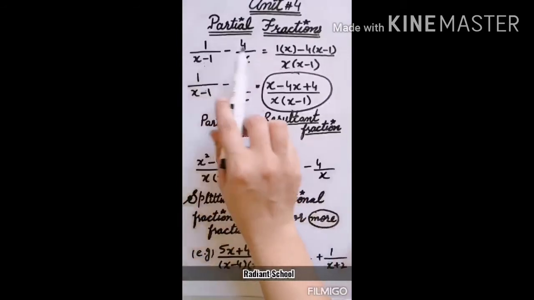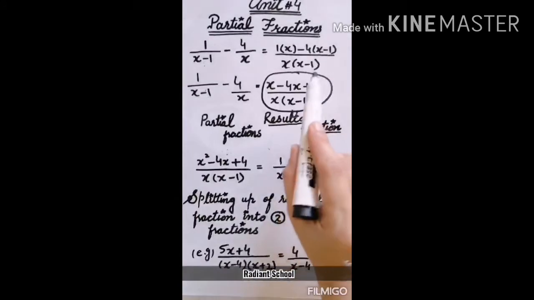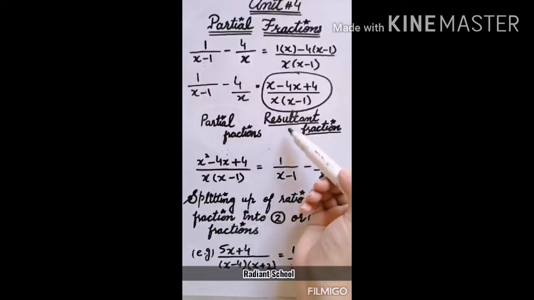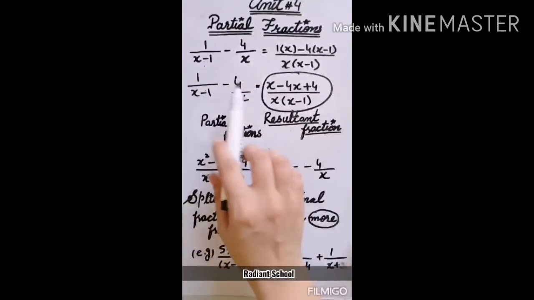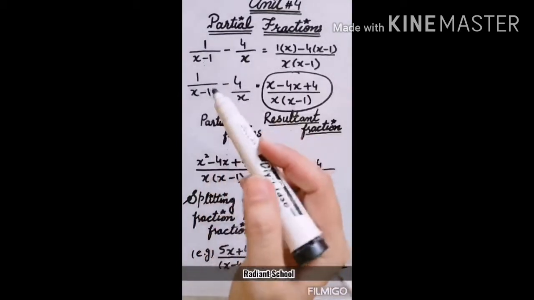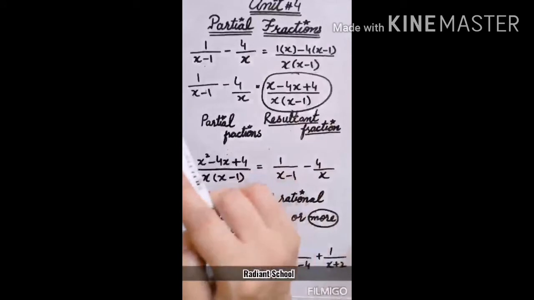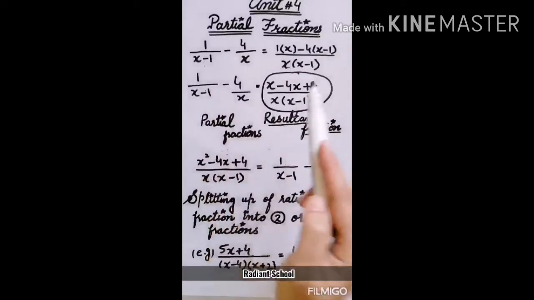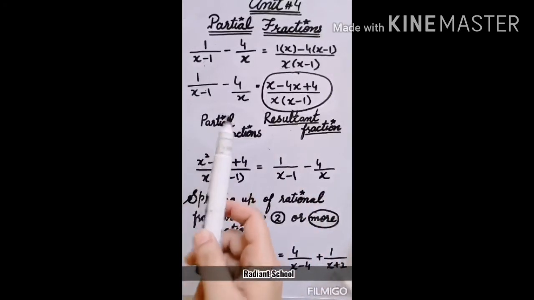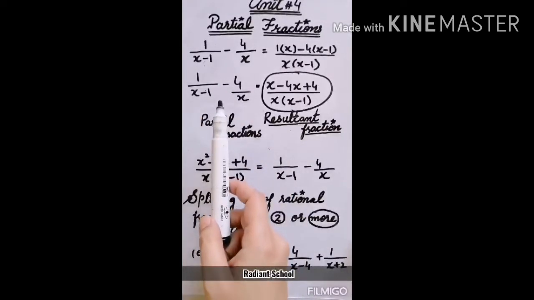It means that when you have two or more fractions and you take the LCM, you get a single answer. You have found the simplest form. That simplest form is said to be the resultant fraction, and these two fractions are said to be partial fractions. So students, you can say that partial fractions are the decomposition of the resultant fraction. You can say that resolving into partial fractions is the reverse process of taking the LCM.